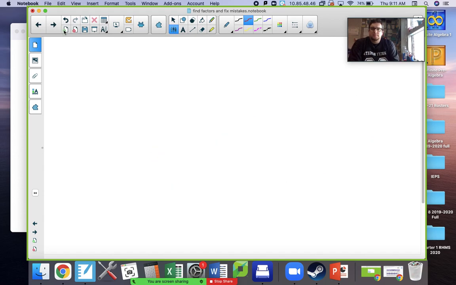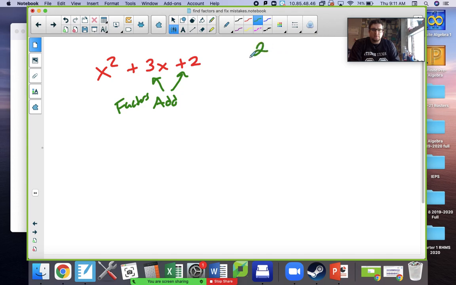So for instance, if I had x squared plus 3x plus 2, this plus is telling me that my factors are going to add to the middle. So when I find my factors of 2, 1 and 2, I know that they have to add to become 3. Because it's a plus 3, I knew both of these were positive. If this was a minus, I still have to add, but my two numbers are going to have to be negatives in order to make that happen.